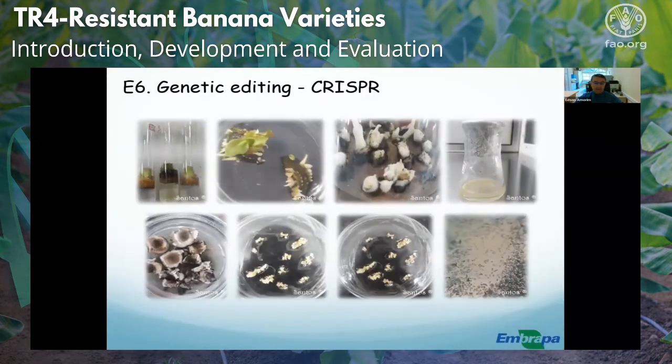And the sixth strategy used by Embrapa is genetic editing, starting in 2020. We are using genes associated with resistance to Fusarium race 1 identified by Embrapa and some genes from TR4. The cultivar used in this case is the Prata type because it is the most important banana type for Brazilian agriculture.